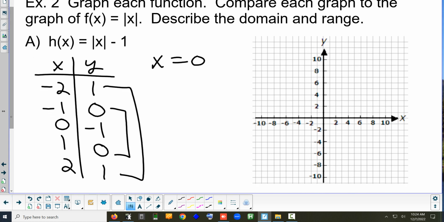Okay. Emily, what do we do with these points now? We graph them. So -2, 1. -1, 0. 0, -1. 1, 0, and 2, 1. So 1, 0, 2, 1. That's how your V shape should look. Nice like that. And good enough, like that.